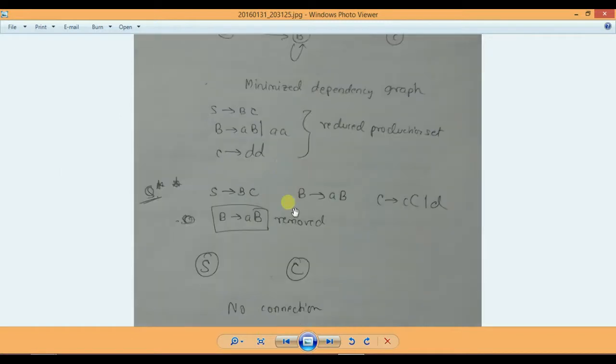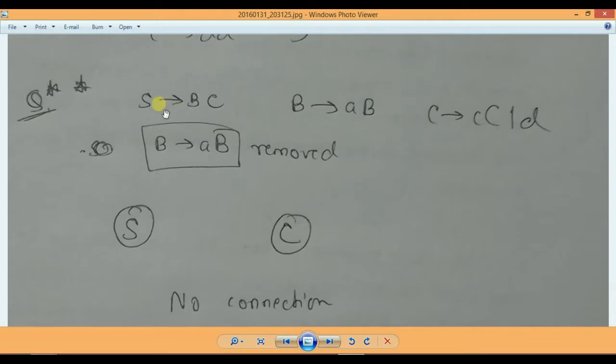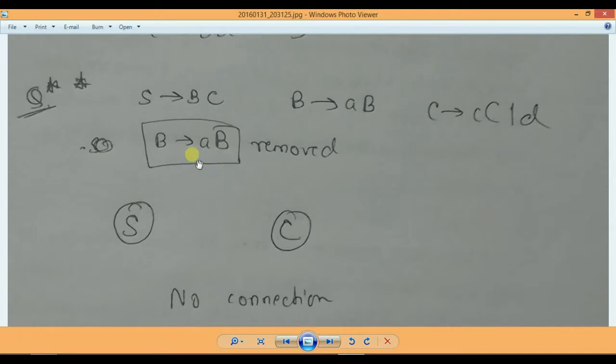Now let's move into an example. This is an important example. Suppose there are these production rules. S is BC, B is small a capital B, and C is small c capital C or D. Now if you observe carefully, B is small a capital B. So we can never reach a set of terminals from this B. If we reduce B again, it will be again small a capital B. It will go on forever. So this has to be removed.